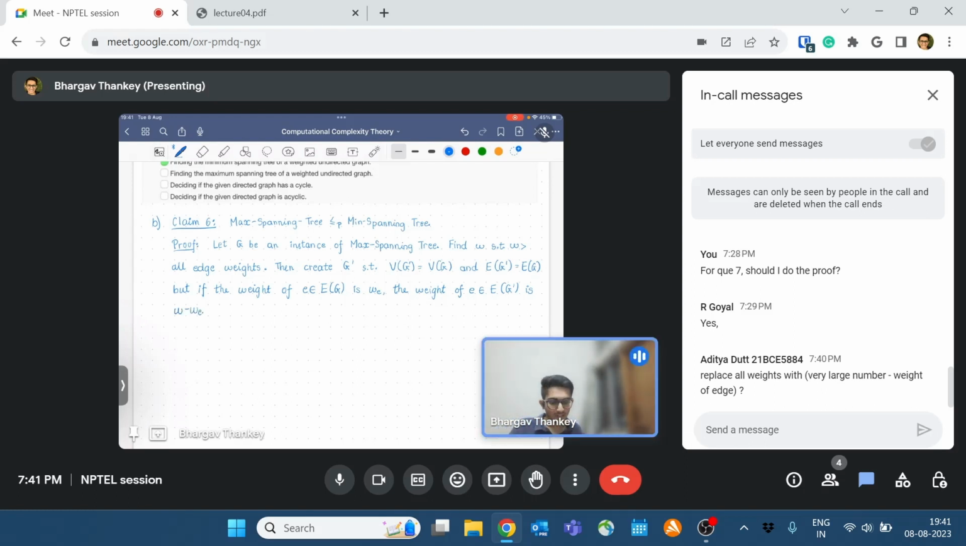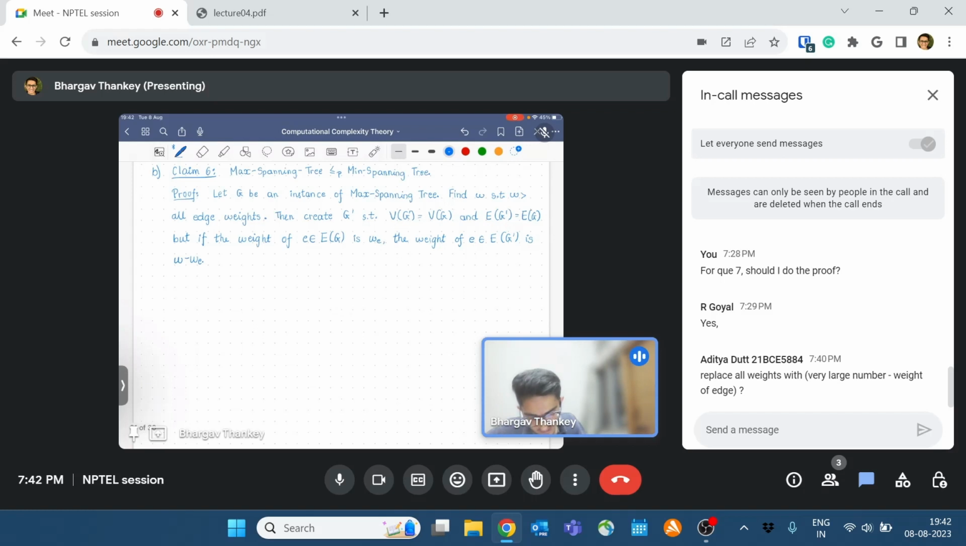Okay, so here's what we are going to do. We are going to create a new graph. The edges and the vertices would be exactly the same. Someone in fact suggested this: replace all weights with a very large number minus the weight of the edge. And this is exactly what we are doing. We'll first find the W, which is larger than all edge weights. And that would suffice in case of a very large number. And then, if the edge weight was WE, we will make it W minus WE.